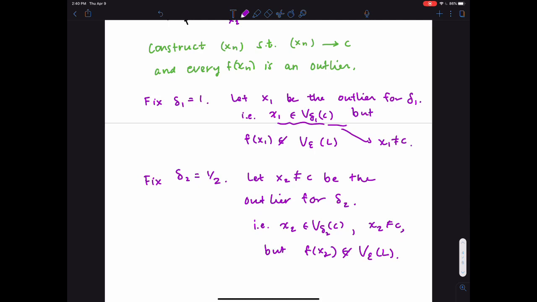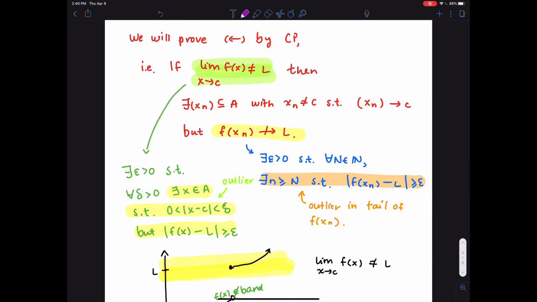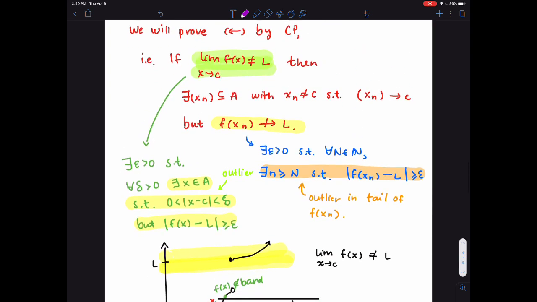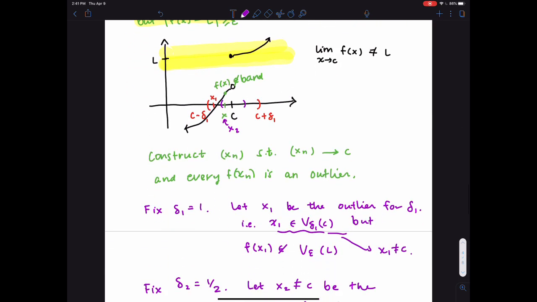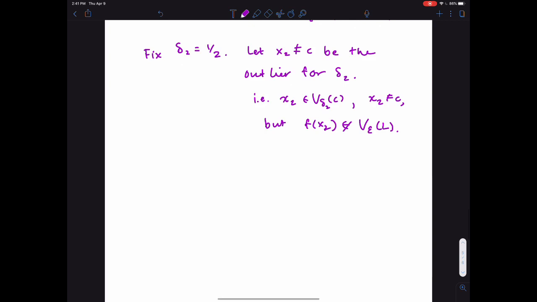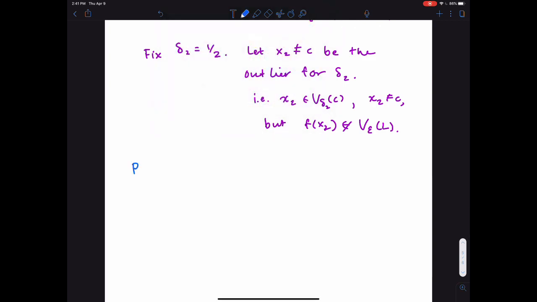And so because we're doing a construction that essentially produces only outliers of our epsilon band, this is going to be how we find that sequence of outputs that is not within epsilon of our limit. Okay, so let's write up our proof.